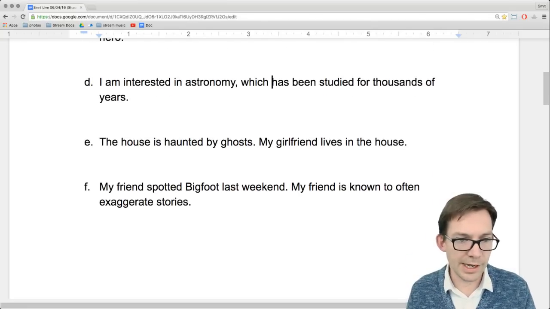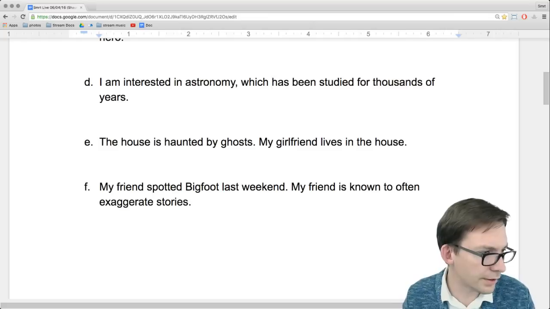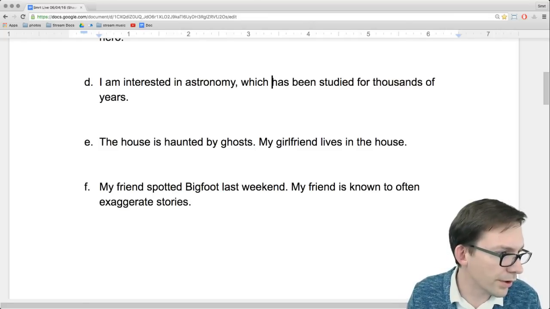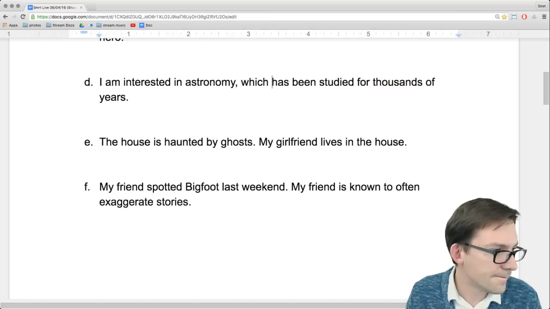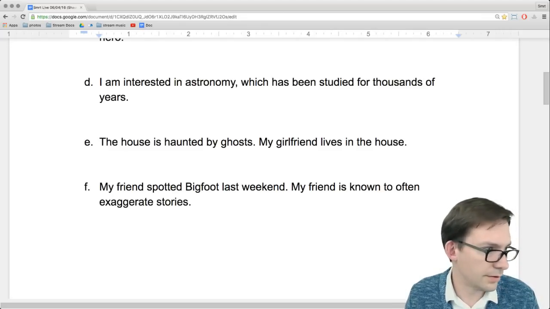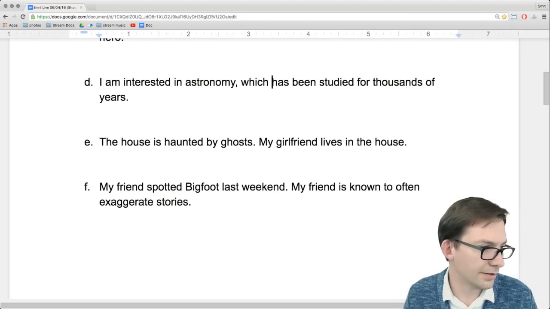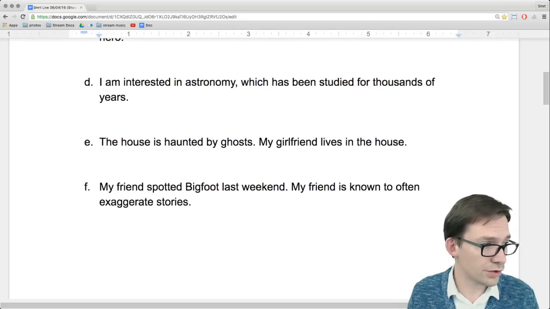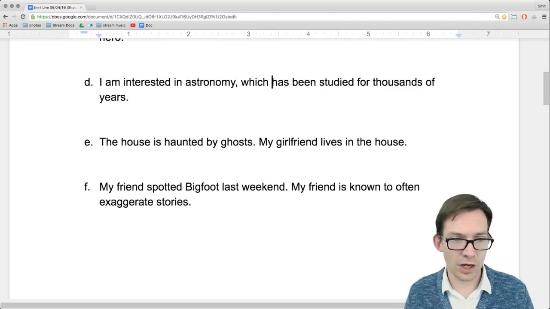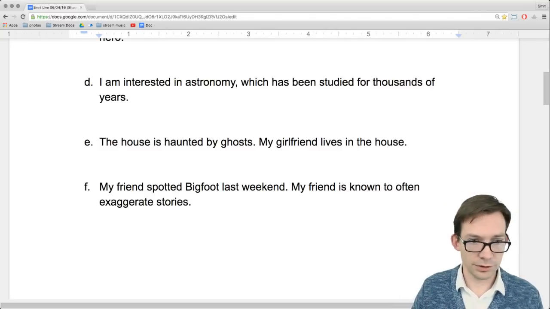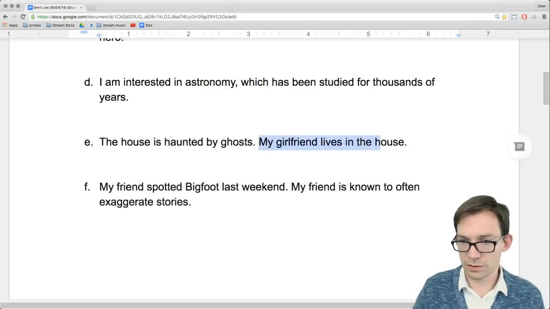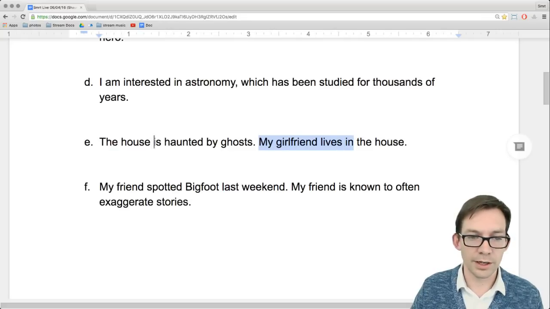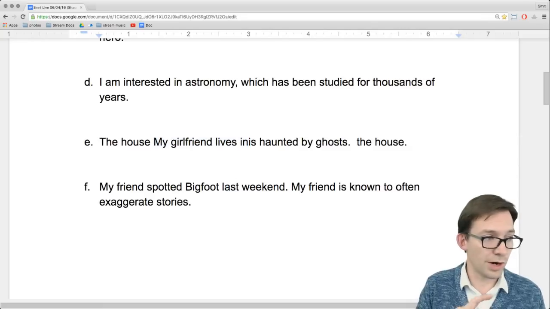A couple more. E, the house, the haunted house. Let me see a couple more here. Okay. Chateau 7, welcome back, good to see you. And you said the house which my girlfriend lives in is haunted. Good, so the house, I would say, you know what? This is a good example of the question you were asking, Chateau 7.